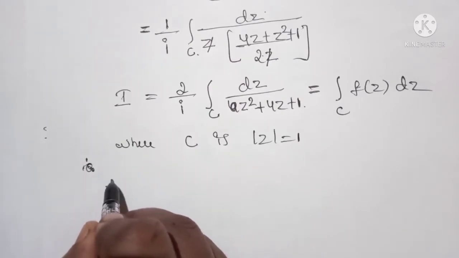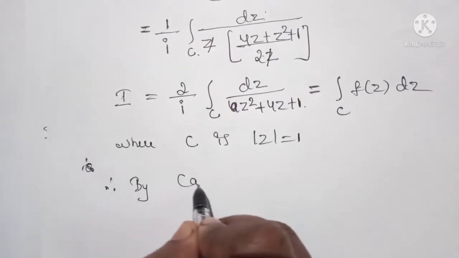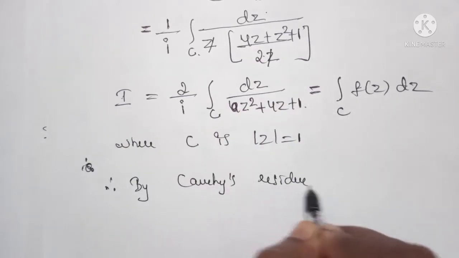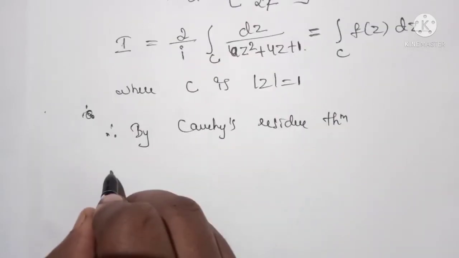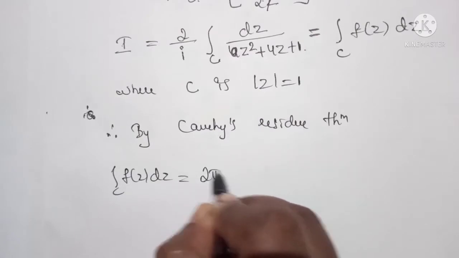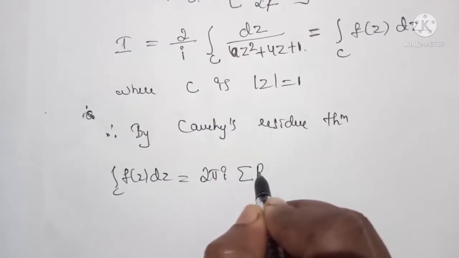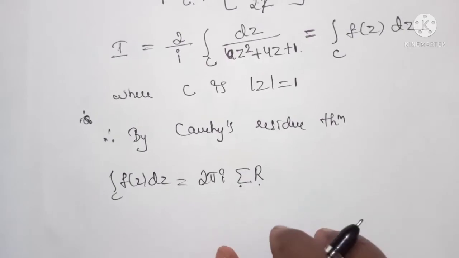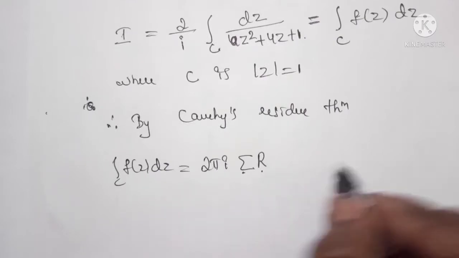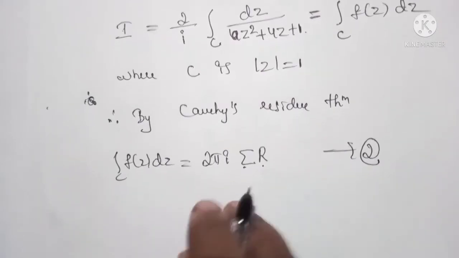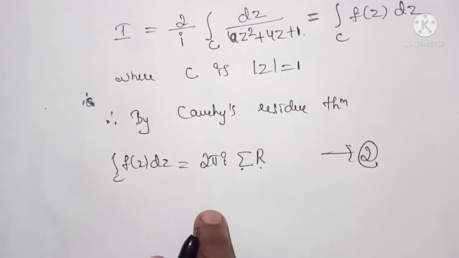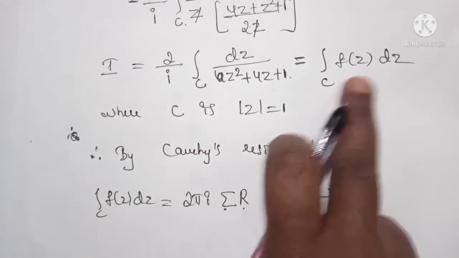So therefore by Cauchy's residue theorem, integral c f of z dz can be evaluated as 2 pi i times the sum of the residues at the poles which lie inside C. Consider this as equation 2. Now we have to find the residues of f of z for those poles which lie inside C. Here f of z means this one.